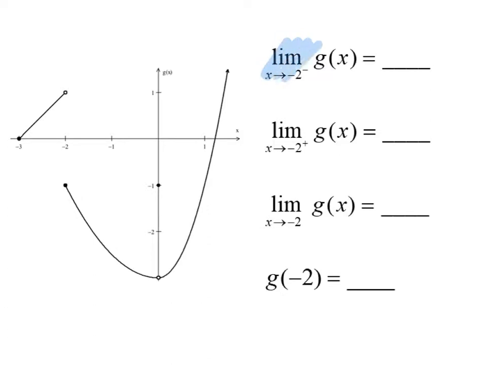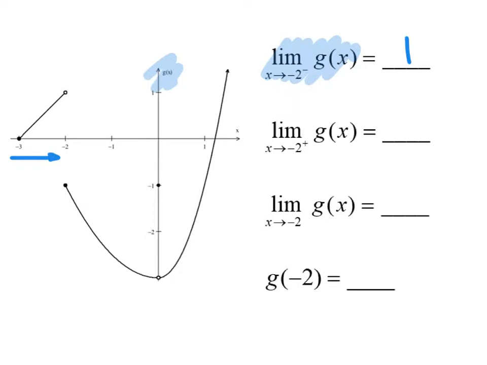This means the limit of g of x, which is our graph over here, as x approaches -2 from the negative side. So that means we're approaching -2 from this side, and if we follow that along, we see the value that it's approaching would be a 1. So our answer for this would be a 1.